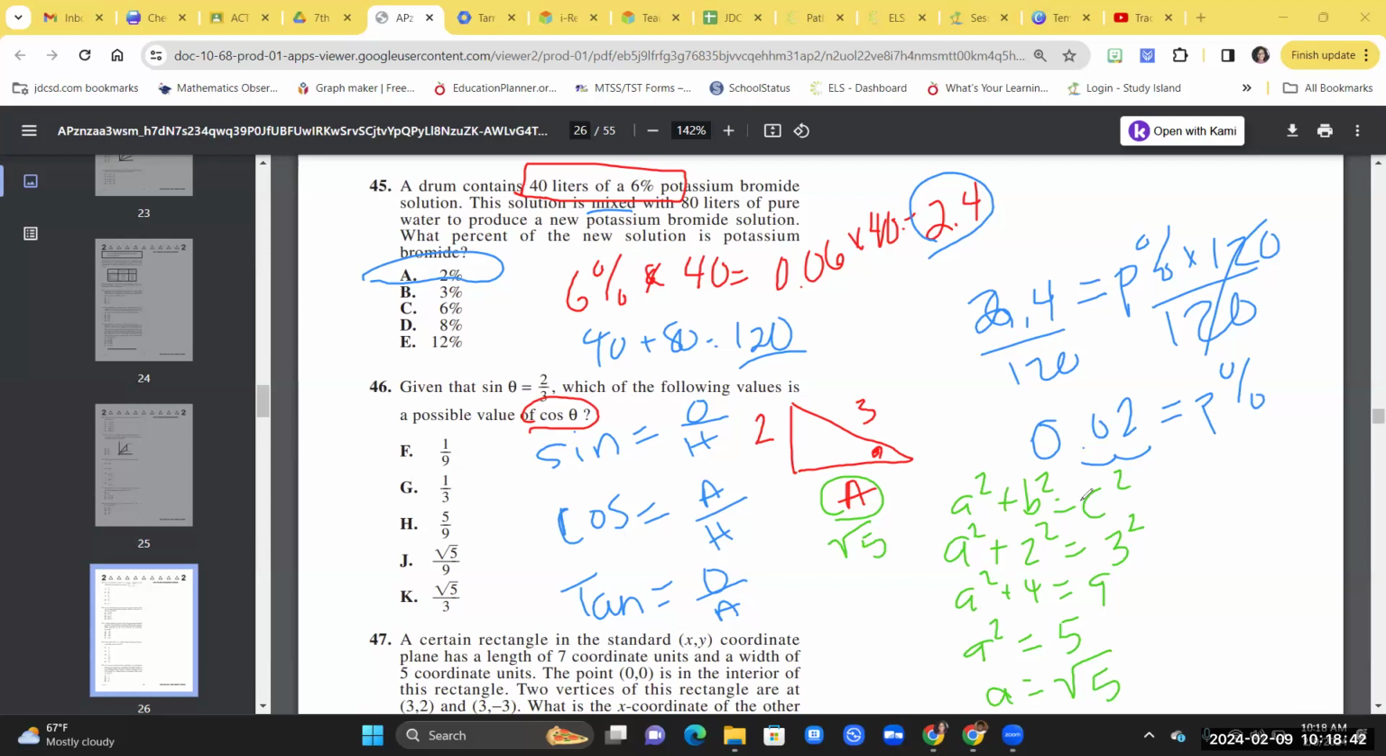So when they asked us for the cosine, cosine is adjacent over hypotenuse, and we just found out that the adjacent side is the square root of 5. So eliminate choices that don't have that. And then the hypotenuse, we already know, was 3.